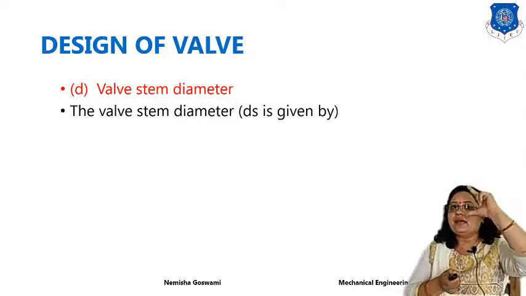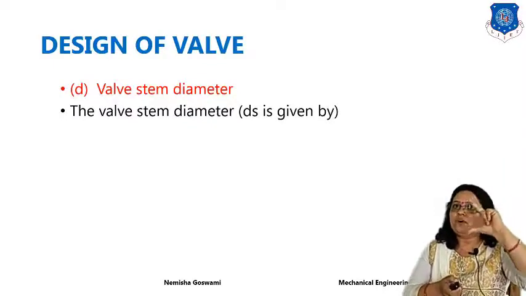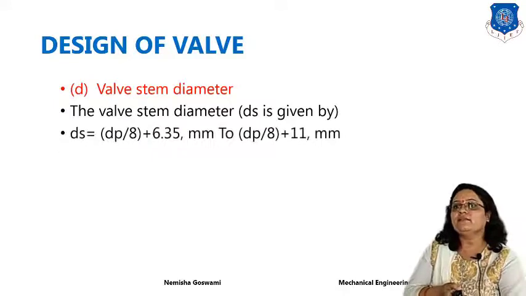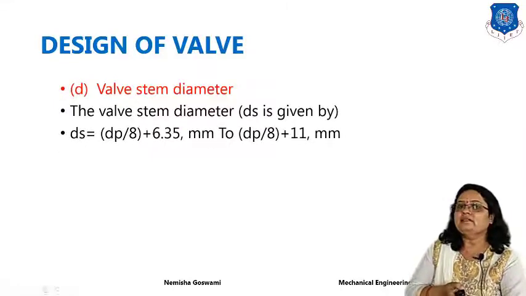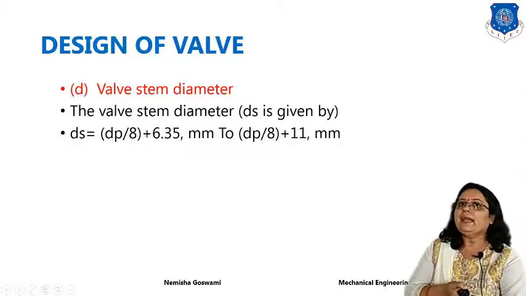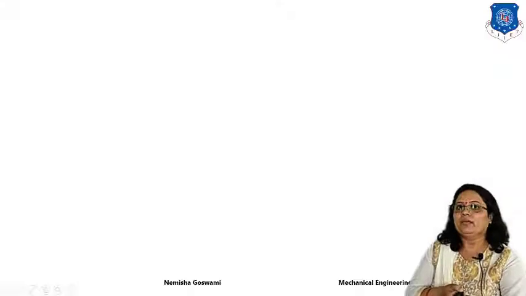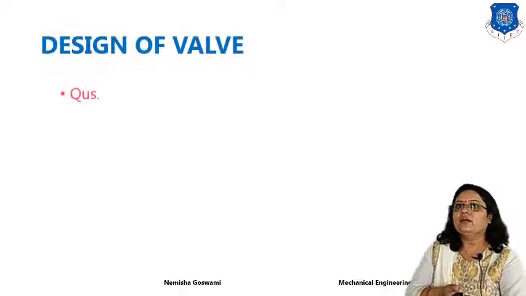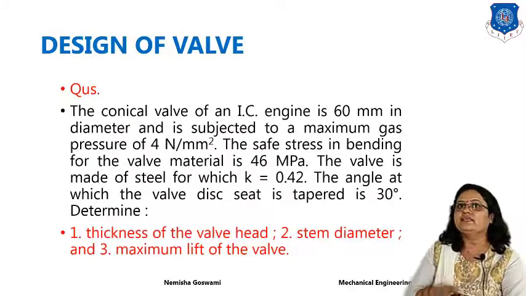We have already seen that the middle portion is known as the ball stem diameter, and the ds value is standard. Its value varies from dp divided by 8 plus 6.35 to dp divided by 8 plus 11 mm. Okay, so these are the standard values. Now we have to take one example.